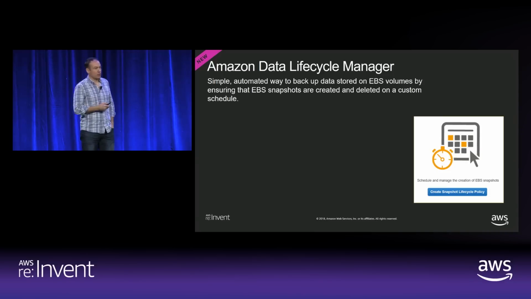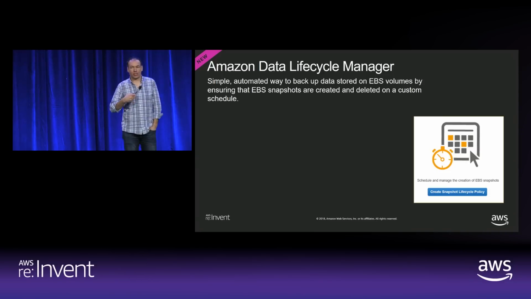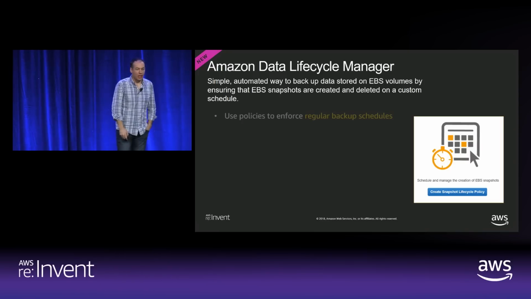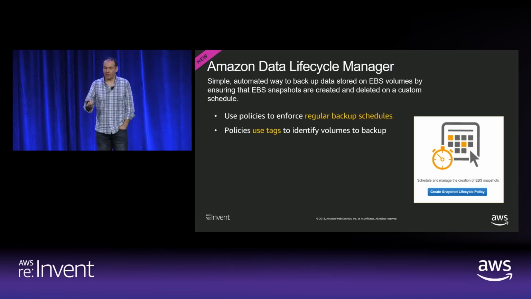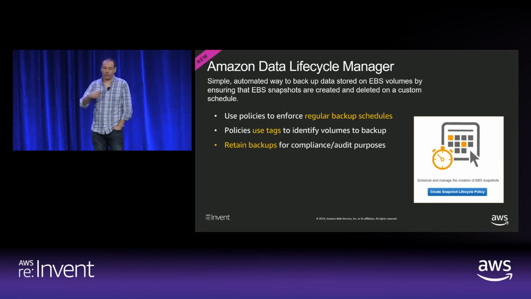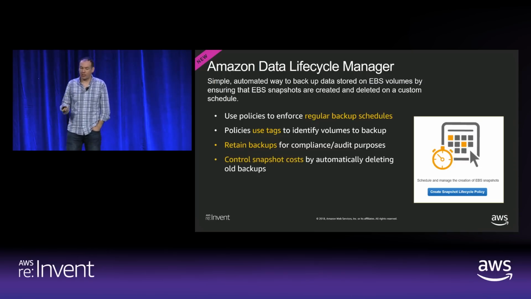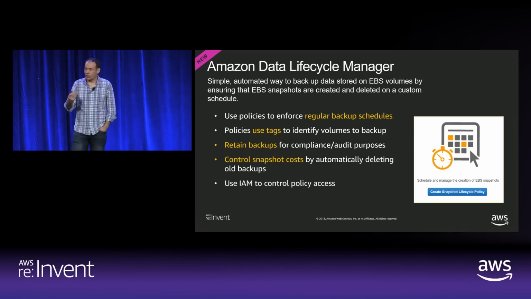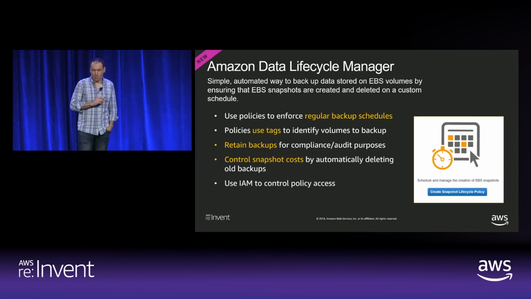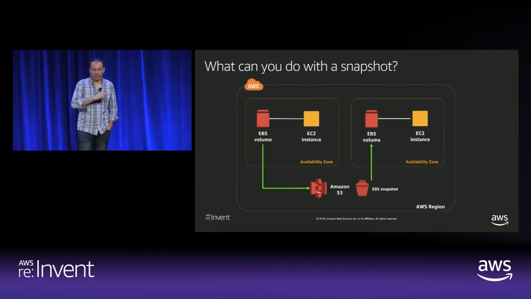Back in July, so we've got all these primitives that allow you to take snapshots and tag snapshots and manage snapshots. But back in July, we announced Data Lifecycle Manager. And what this does is it allows you to create policies, again via tags, to enforce regular backup schedules, retain those backups. So if you want to have some sort of retention policy, either for compliance or for just disaster recovery purposes, and then control those costs by deleting old snapshots. And then this is controllable through IAM users as well. And no additional cost.